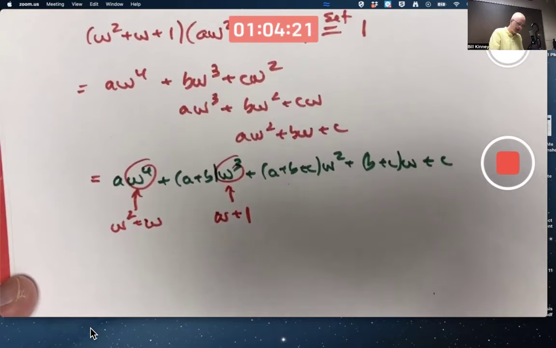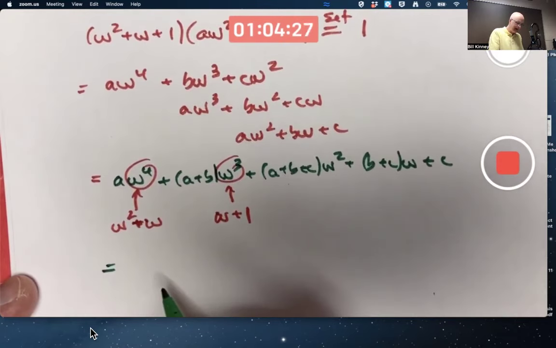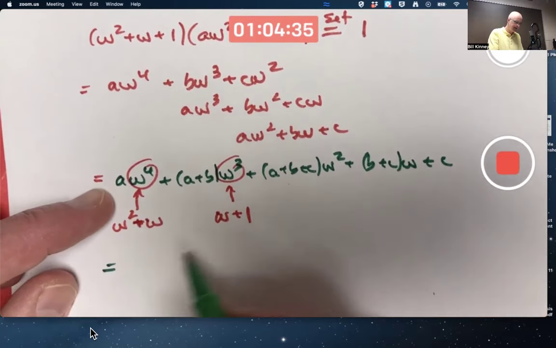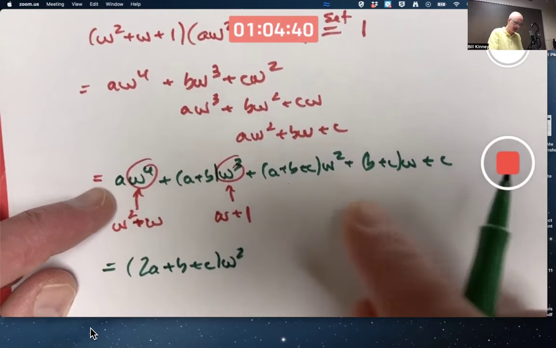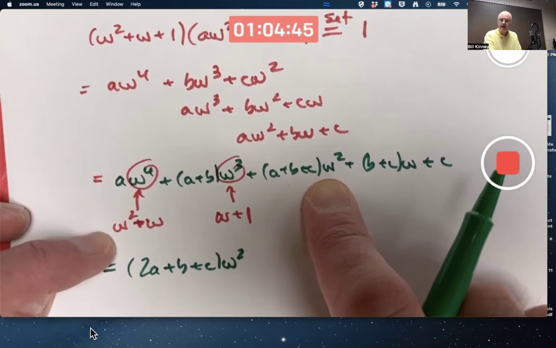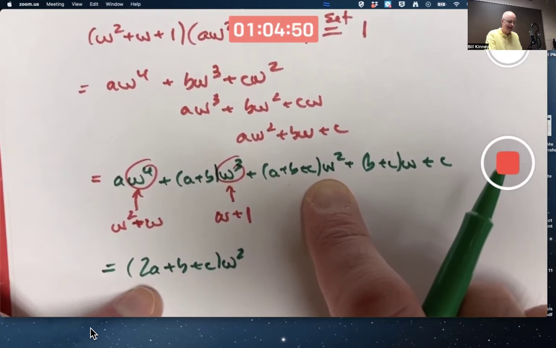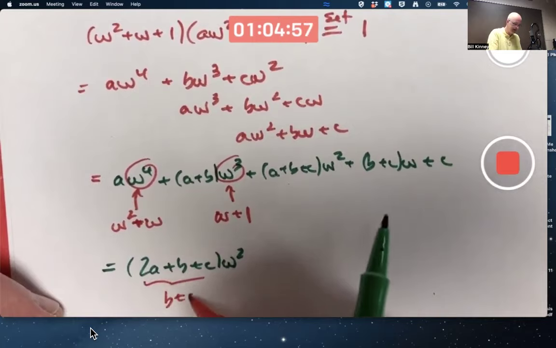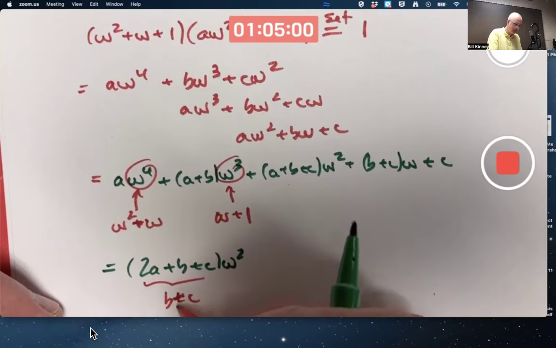If I do so and collect like terms, what would the omega squared term be? It comes from there, but it also comes from here. Looks like it would involve a 2a plus b plus c omega squared. I'm looking here and here when I write that, because there's an omega squared there. And that 2 can be modded by 2 to get 0. This can simplify to just b plus c mod 2.